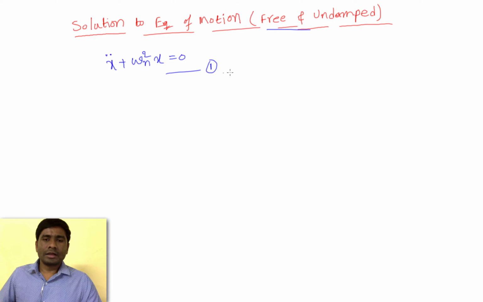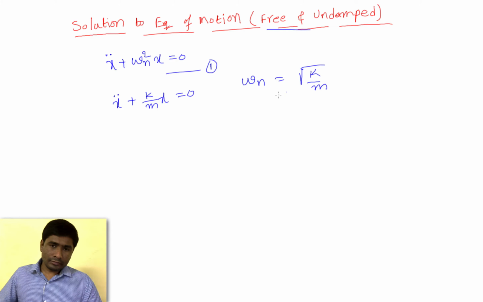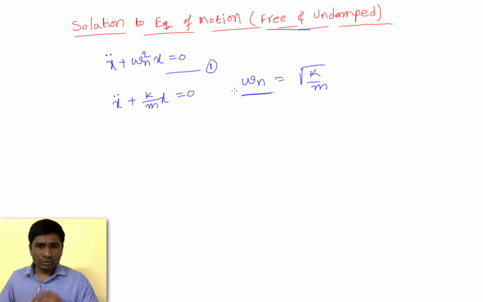So if I take a spring and mass system, we have derived that m x double dot plus k x equals 0, that is x double dot plus k by m into x equal to 0. If I compare these two equations, we already know that omega n equal to square root of k by m. So from this equation we can know only omega n and time period, but our whole discussion started with finding out the amplitude of vibration.